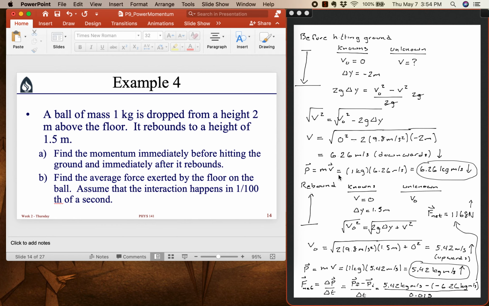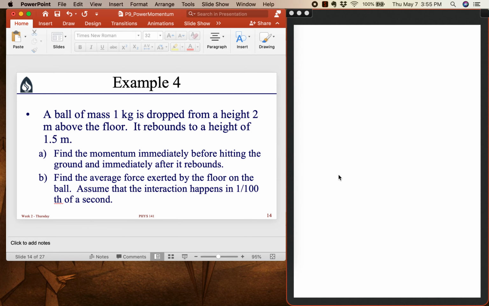Okay, are we done? Well, not quite, because what the problem asks us to find is not the net force, but the force exerted by the floor on the ball. So to go further, we're going to have to draw a free body diagram. If we are looking at the ball when it's in contact with the floor, we know that the weight of the ball is pulling downward, and then the floor is exerting a force on the ball, which is the normal force.